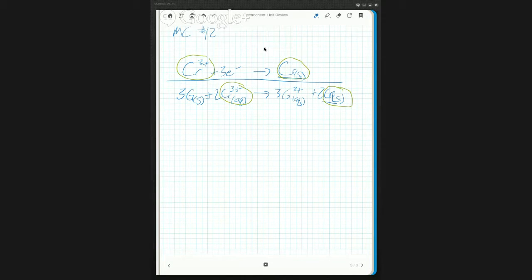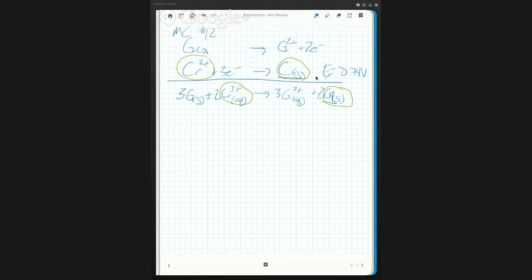All right, so now what we're looking for is this one right here, the G solid, and it's going to be G 2 plus plus 2 electrons, okay? Now, our E of this one is equal to negative 0.74 volts.